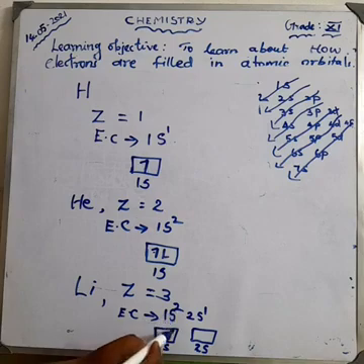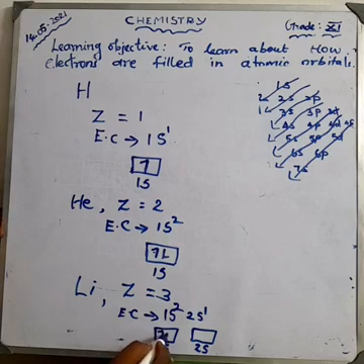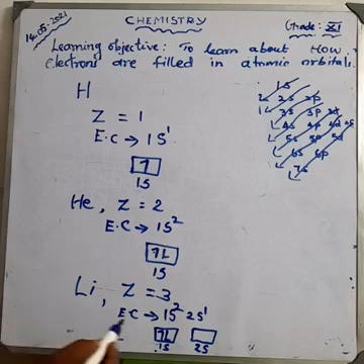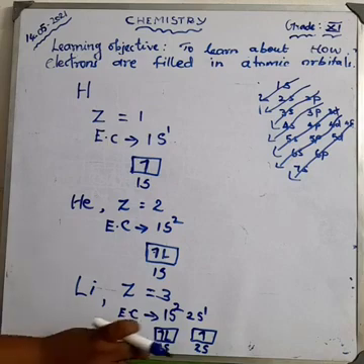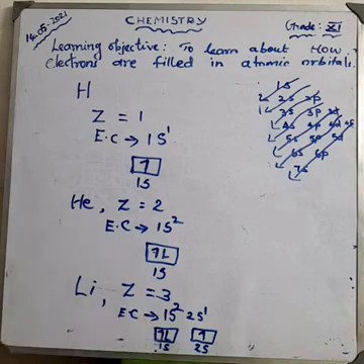How many electrons are in the 1s orbital? There are 2 electrons. So how to fill? First electron and then second electron. And in 2s, only 1 electron is there. This is the atomic orbital diagram for the lithium atom.